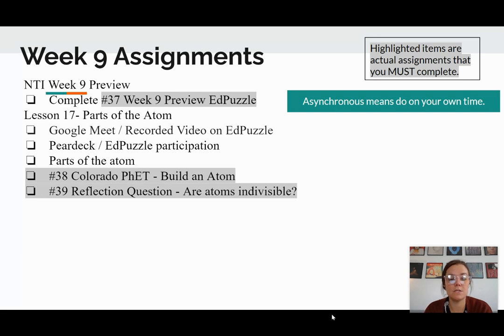So today we are going to be doing some work with the parts of the atom. And then after you finish watching this, you're going to be able to successfully complete 2 assignments: number 38, the Colorado PhET Build an Atom, and number 39, a reflection question: are atoms indivisible?